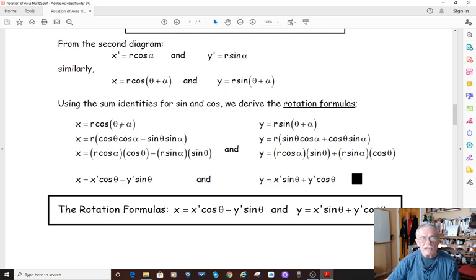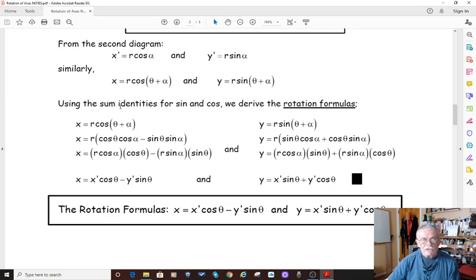So you get cosine theta cosine alpha minus sine theta sine alpha, and for the sine of theta plus alpha, we get sine theta cos alpha plus cos theta sine alpha. And we go ahead, we're going to multiply this out and regroup. So the r is multiplying this term and this term, and I'm going to associate the r with the cosine alpha. And if you take a look at that, look at what you got here.